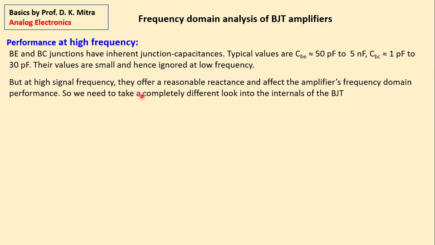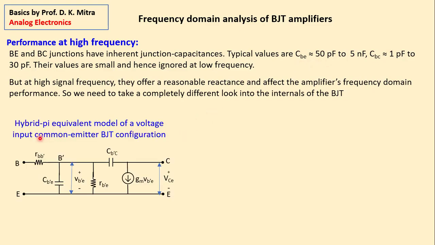So we need to take a completely different view of the internals of a BJT. Mind it, these capacitances are internal, intrinsic properties of the BJT. When the BJT was manufactured, these capacitances were there inside. We cannot take them out. Today we are going to learn how these capacitances affect the amplifier's performance.